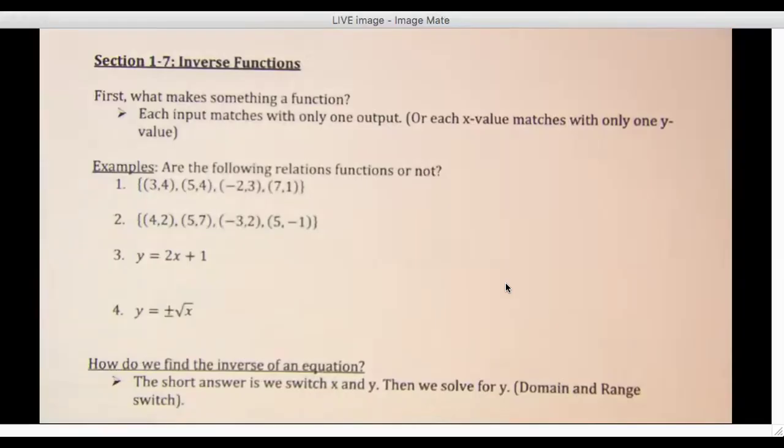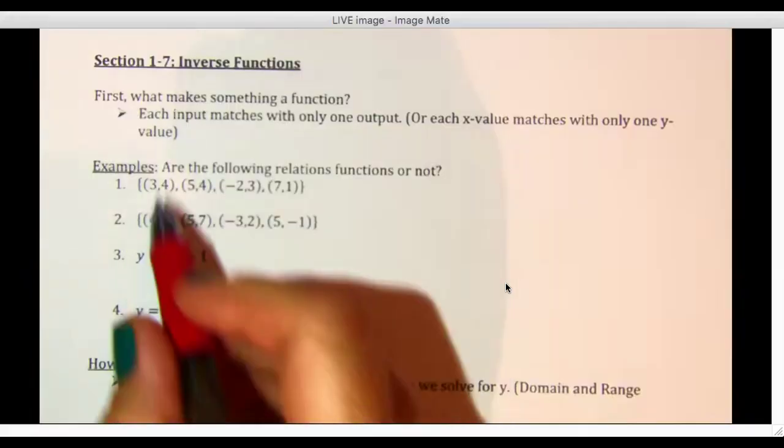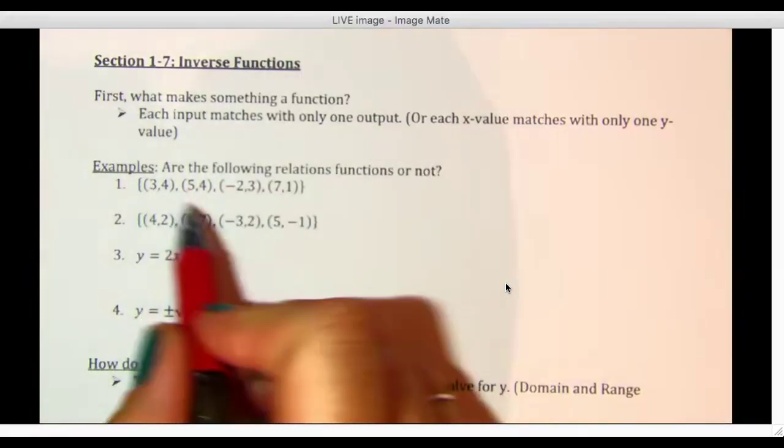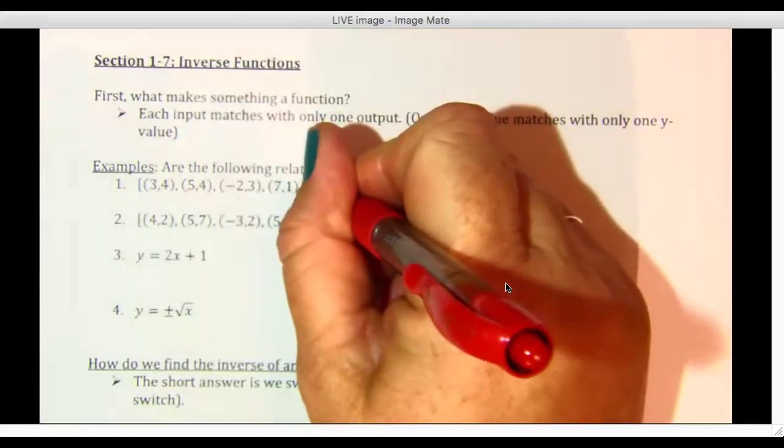So, what makes something a function? Remember, every input matches with only one output, or each x value matches with only one y value. The other way we saw that was using the vertical line test. So what we can do here is look at these first examples and determine whether these are functions or not. A little bit of review here. Looking at all of my x values, they are all unique. I don't have any repeated x values, so this is in fact a function.